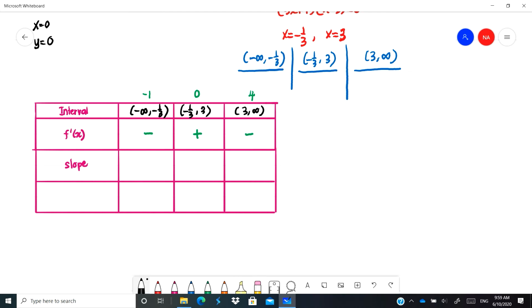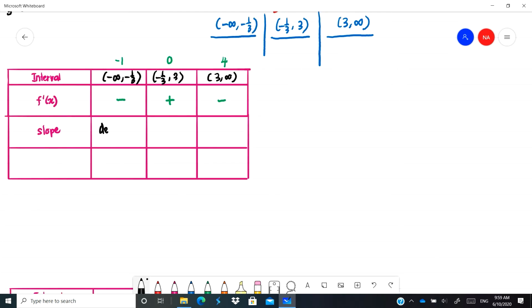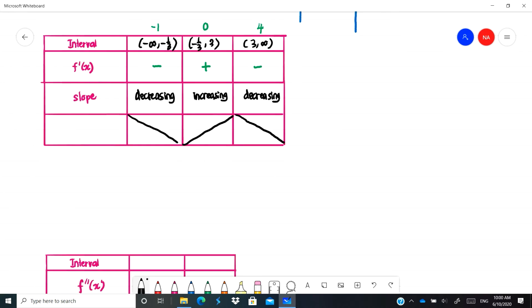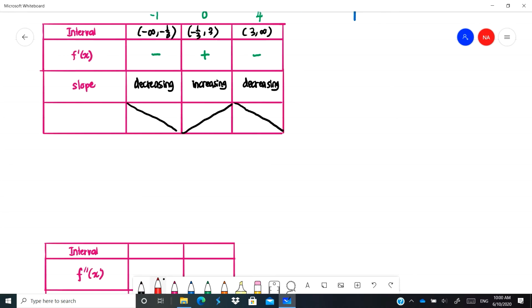This one is actually decreasing. The f(x) is decreasing, not f prime of x. This one is increasing, and this one is going to decrease again because it is negative. So we'll have something like decreasing, increasing, and then decreasing again. And we know that the shape is something like this. So we have the minimum point here and also the maximum point there.